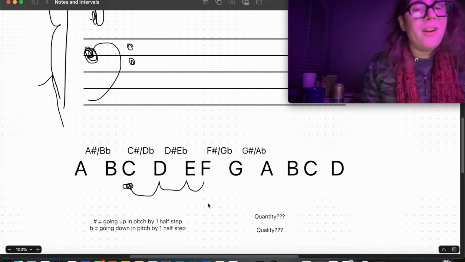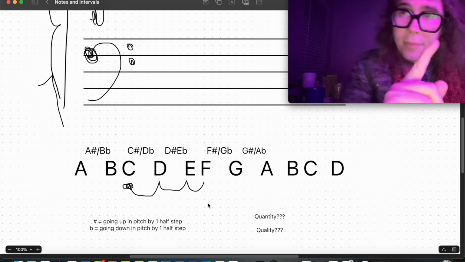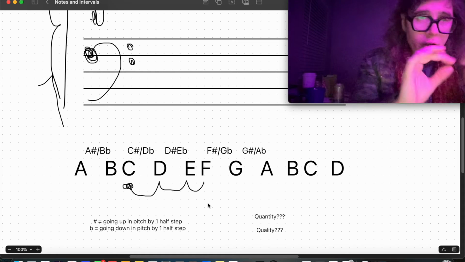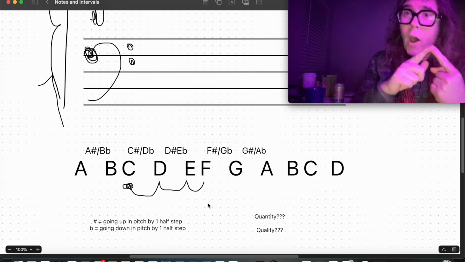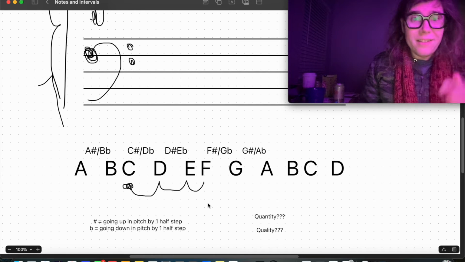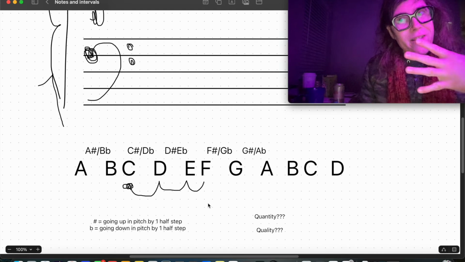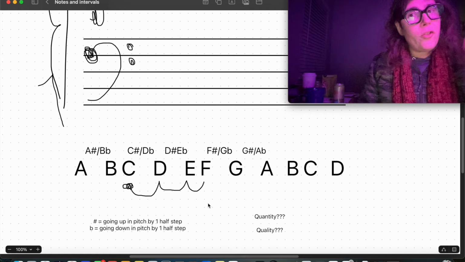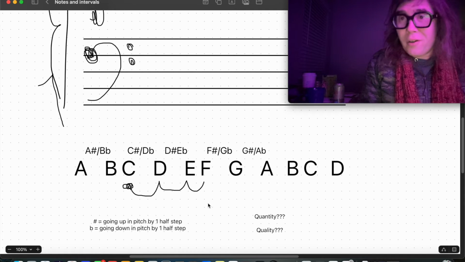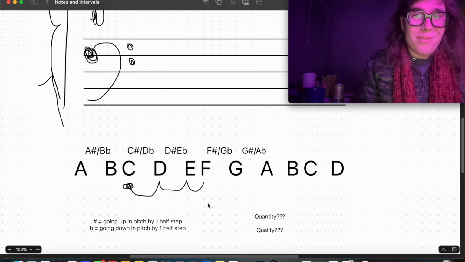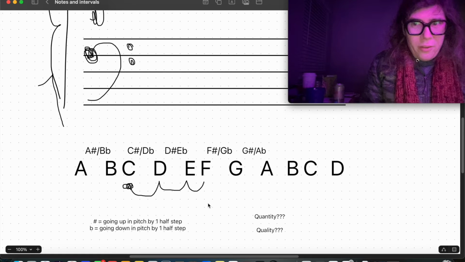But for now, with quantity, we would count C as 1. The one you start with, whichever letter you start with, for now we're going to designate it as 1. Because then D is 2, E is 3, and F is 4. So this quantity is 4, and we would call this interval a fourth. There's more to it than that, but for now, it's a fourth.